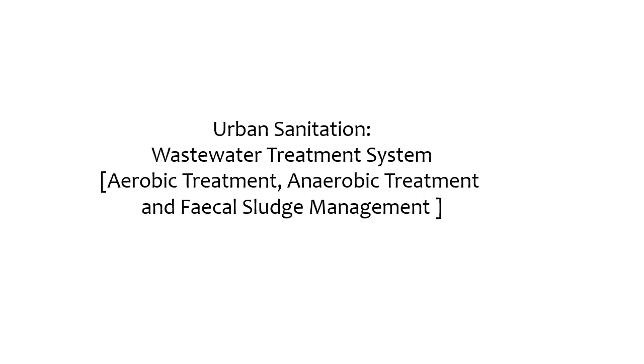Welcome to another video on wastewater treatment of the urban sanitation series. There are broadly three categories of wastewater treatment system, which are aerobic treatment, anaerobic treatment, and fecal sludge management, which shall be outlined in the upcoming slides.